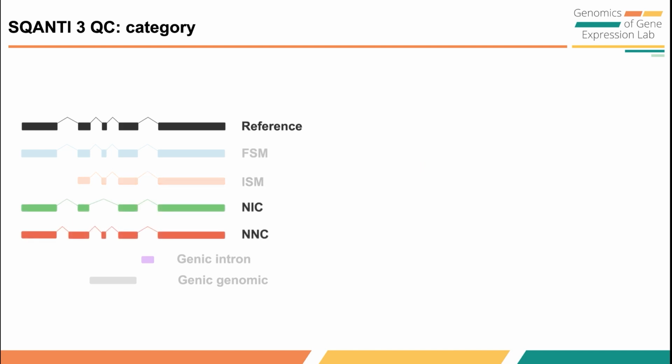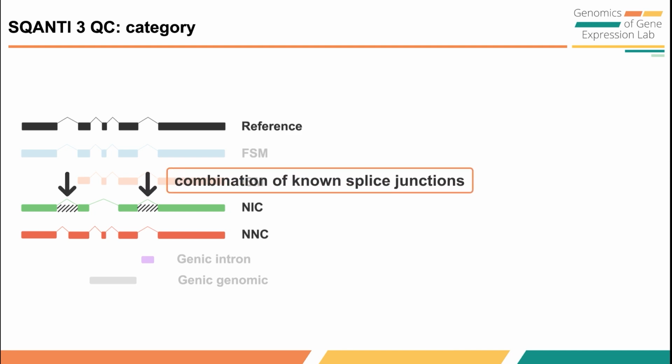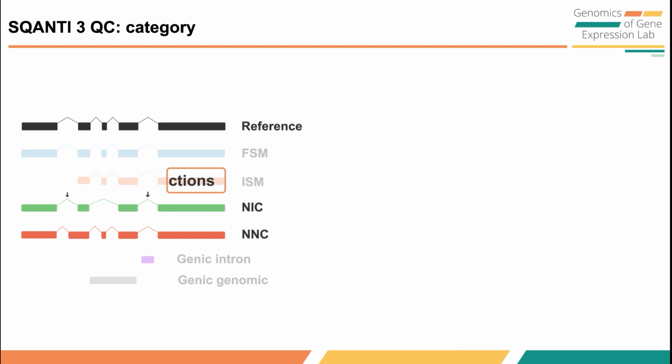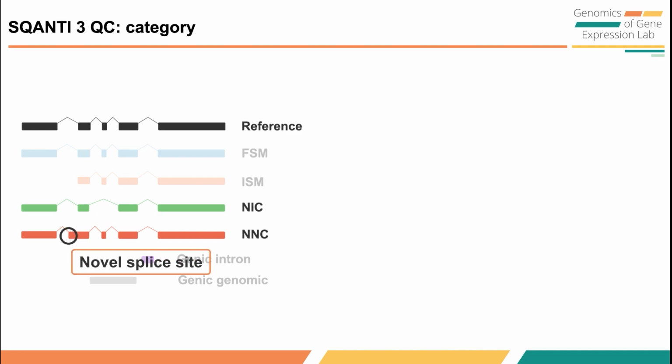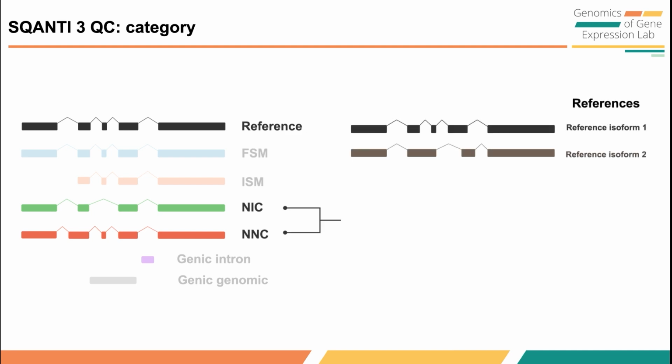Then, let's look at two novel isoform categories, novel in catalog and novel not in catalog. They are subcategories based on whether they use a combination of known junctions, a combination of known splice sites, or at least one splice site is novel. There are several subcategories in novel in catalog. For example, there are two different reference isoforms: reference isoform 1 and reference isoform 2. The combination of known splice junction subcategory combines the same splice junctions from isoform 1 and isoform 2.